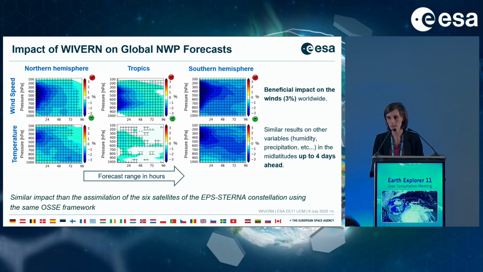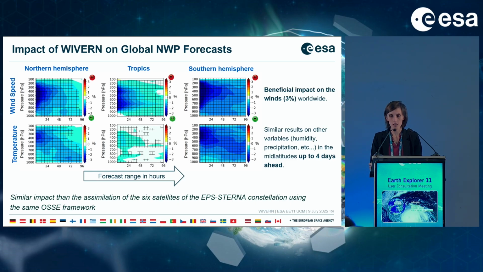We also obtain similar results on other key variables, such as, for instance, humidity and precipitation. And improving the precipitation is very important, for instance, to make progress in terms of flood forecasting. We obtain similar results to the impact of, for instance, a constellation of 6 satellites. So our large impact is very comparable to the impact that we can obtain with other observing systems.